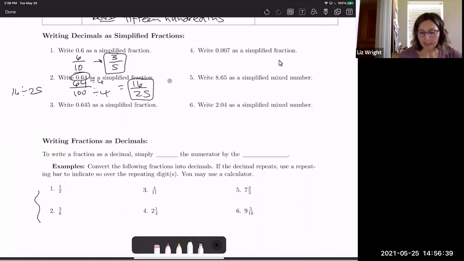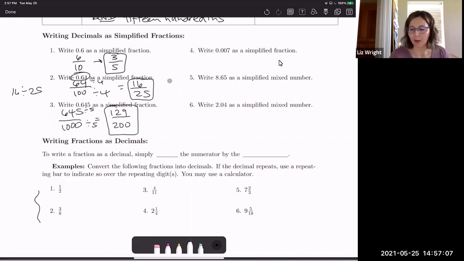The next one is 645. Tens, hundreds, thousands. So thousands. So we're going to do 645 over 1,000. That one's also reducible, and it ends up reducing to 129 over 200. So divide these by 5, and you should get 129 over 200. The next one, tens, hundreds, thousands. So it's going to be 7 over 1,000, and then check to see if that's reducible, and it is not. So that is going to be your final answer.